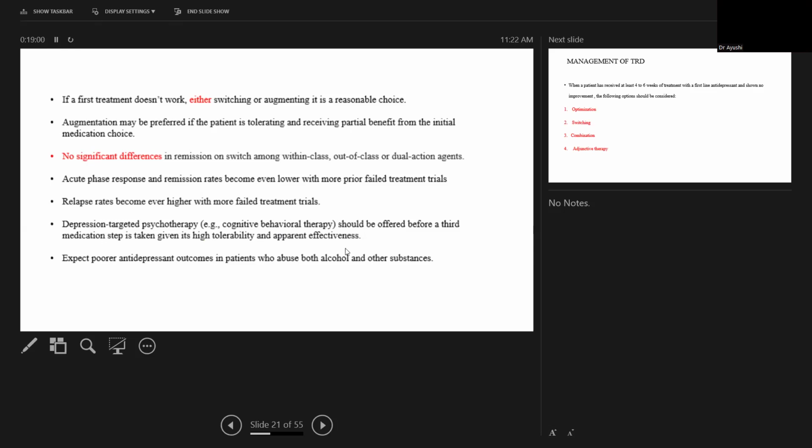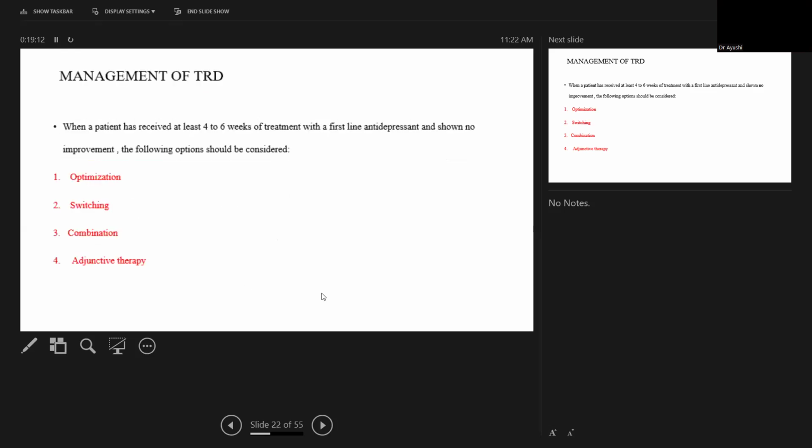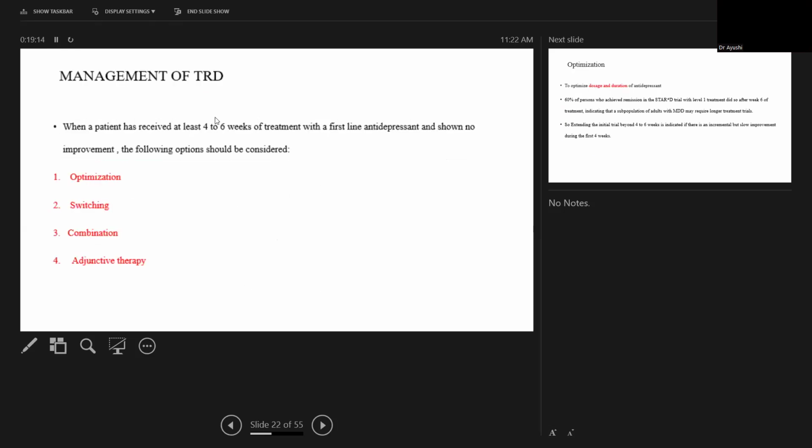And the psychotherapy should be offered before the third medication step is taken, given its high tolerability and apparent effectiveness. And expect poor antidepressant outcomes in patients who abuse alcohol and others. Now, the management of TRD.